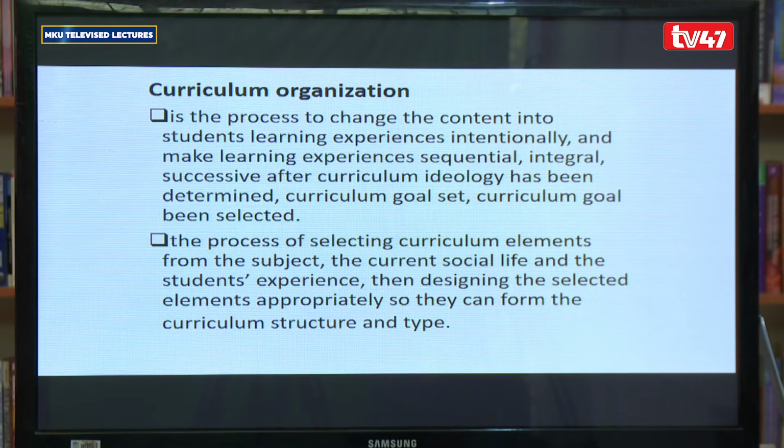Now let us begin with the curriculum organization. The curriculum organization is the process that will determine how the delivery will be done to the student. It involves selecting curriculum elements from the subject, from the current social life and the student's experiences, then designing the selected elements appropriately so that they can form the curriculum structure and the types.